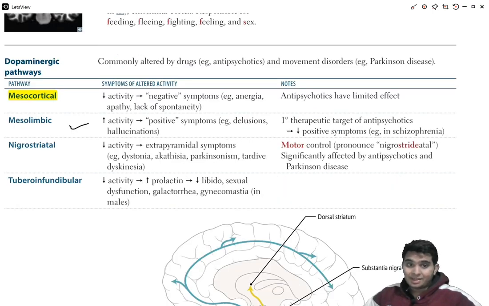The third pathway is the nigrostriatal pathway. It is related to movement. It arises from the substantia nigra to the striatum. Decreased activity in this pathway leads to Parkinson's disease.